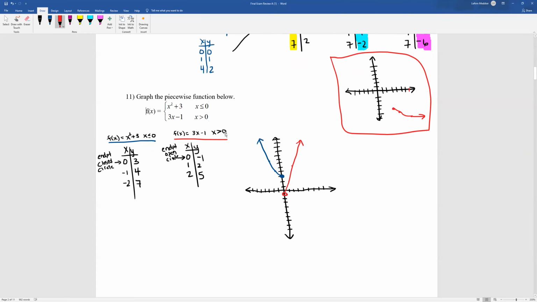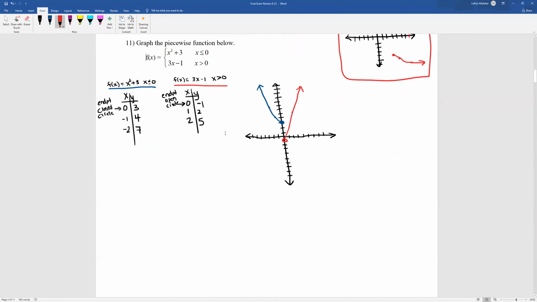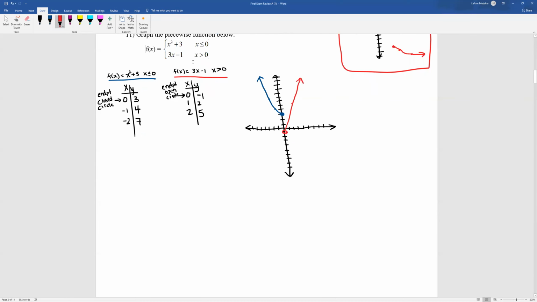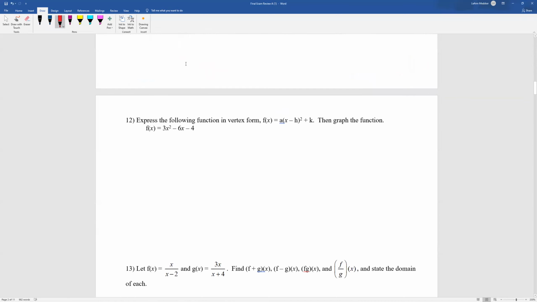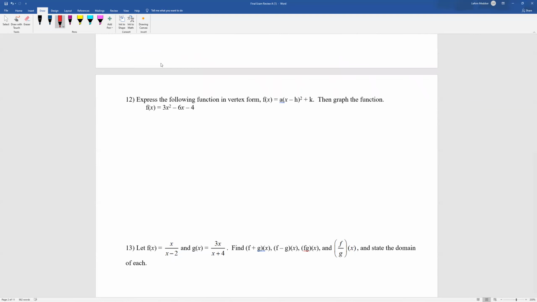So that is how you can graph a piecewise function. If you had 3 lines here, if it broke into 3 pieces, you could do 3 separate tables. Okay, so let's move on to number 12.